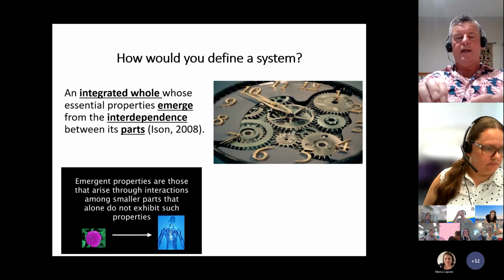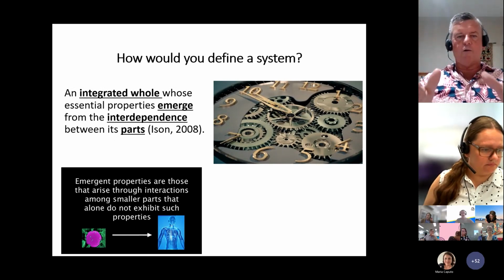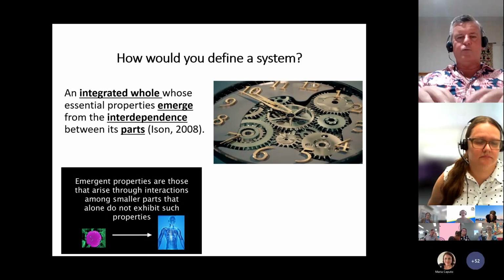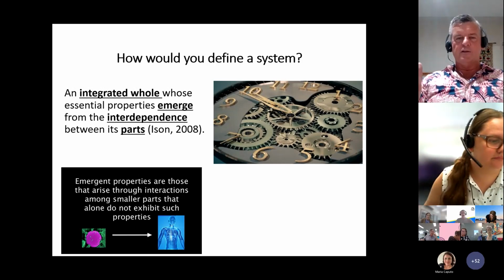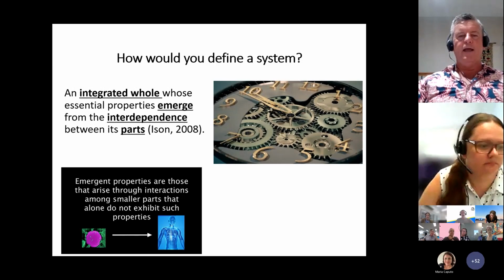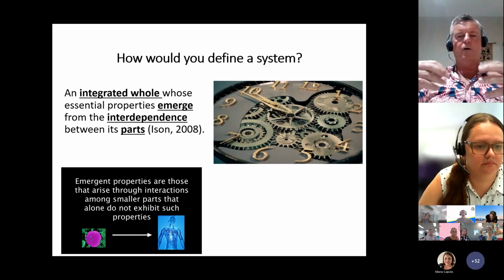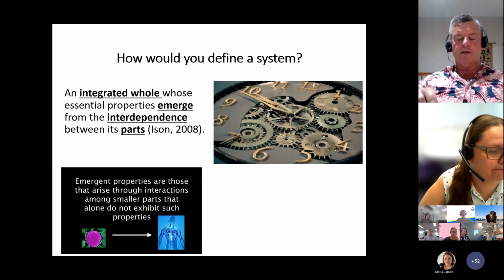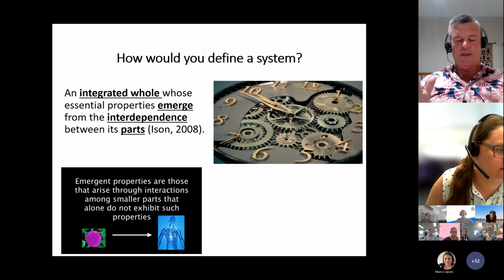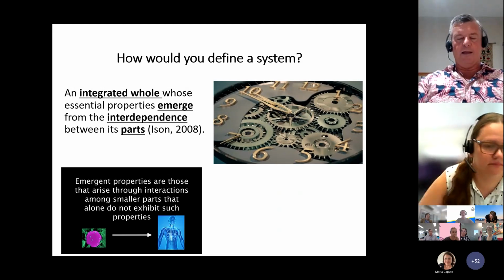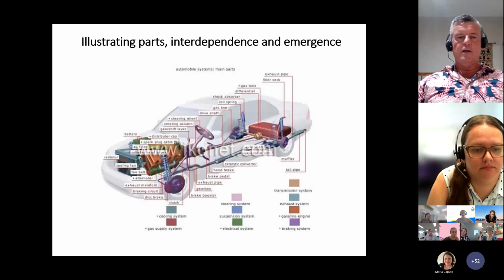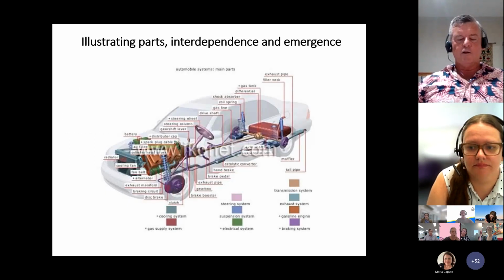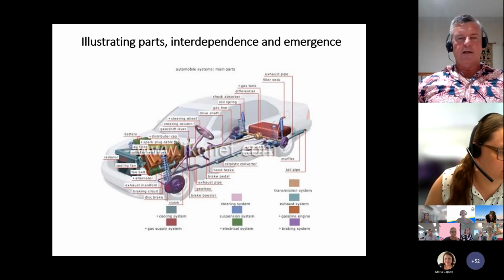But the interesting thing about a clockwork as a system is it's what we call a deterministic system. So it's really quite a simple way to explain how parts interact to make a whole, to generate these emergent properties, because both the parts and the whole have no choice. They're predetermined behavior, and that's because their structures are set. So let's continue with another example, talking about how parts come together and interdependently create the property of the whole.